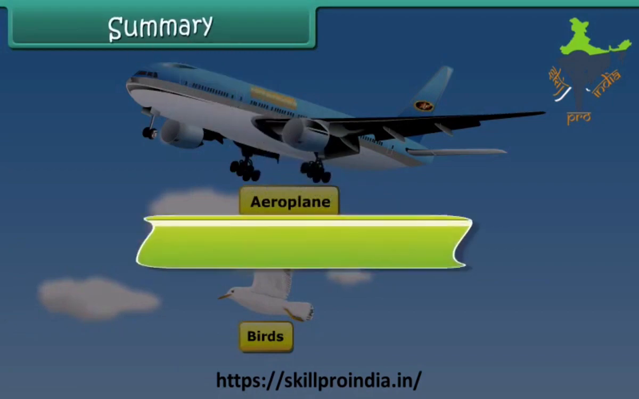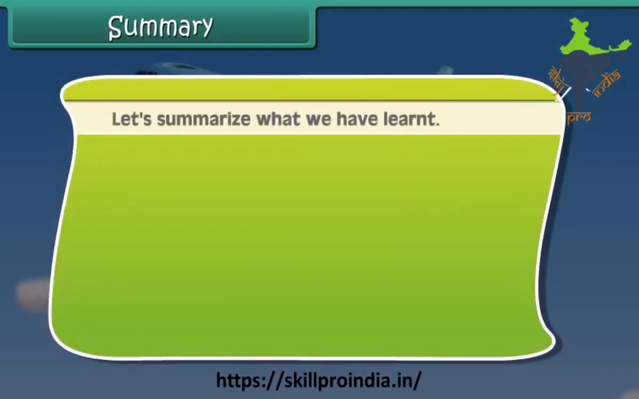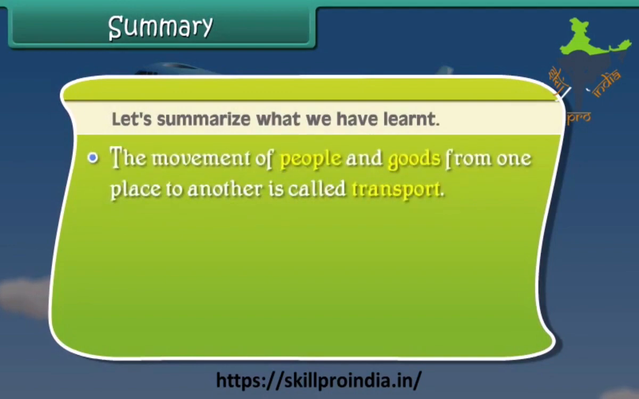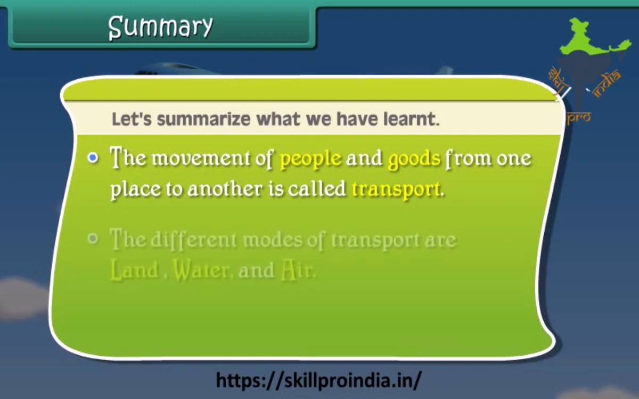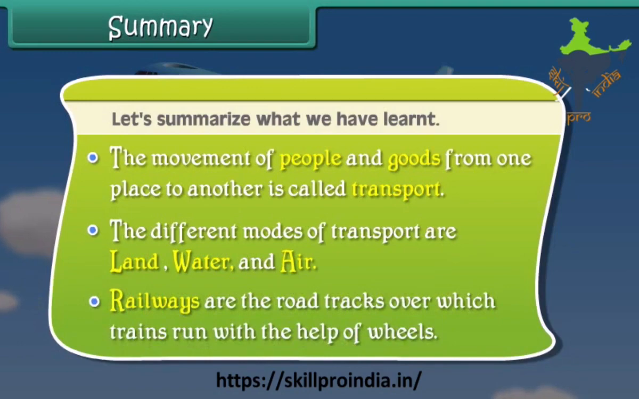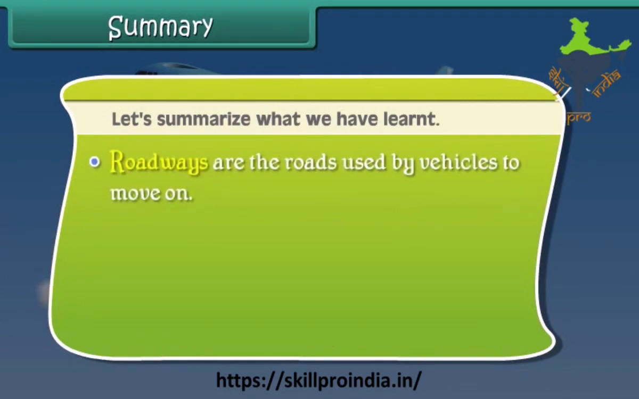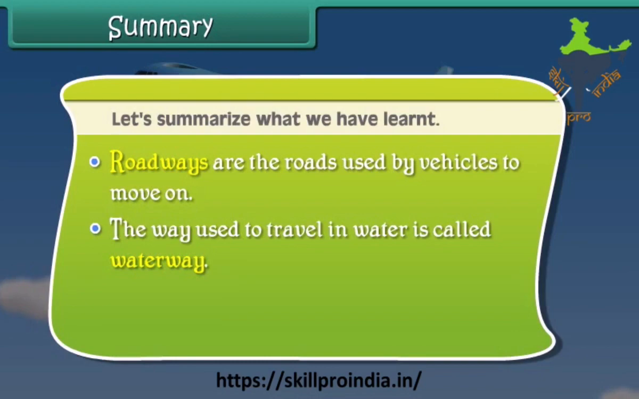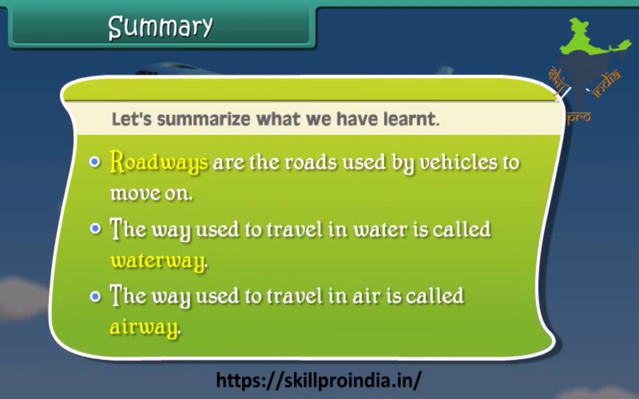Summary. Now friends, let's summarize what we have learned. The movement of people and goods from one place to another is called transport. The different modes of transport are land, water, and air. Railways are the road tracks over which trains run with the help of wheels. Roadways are the roads used by vehicles to move on. The way used to travel in water is called waterway. The way used to travel in air is called airway.